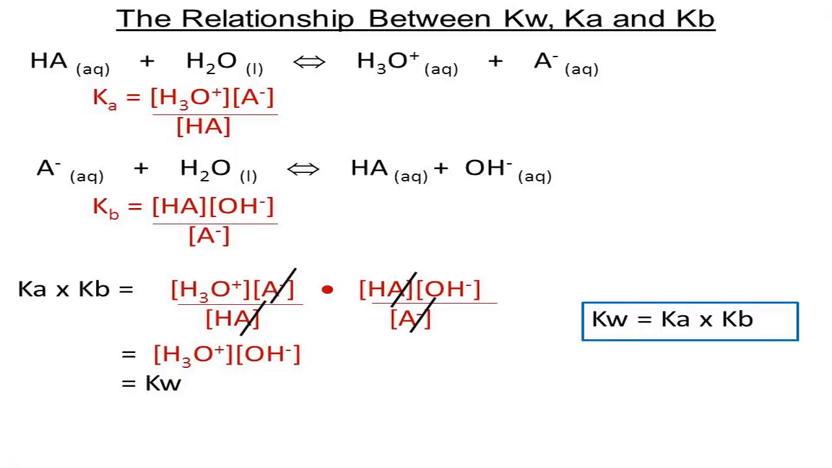Now, what is Ka? It is the dissociation constant for acid, A for acid. What is Kb? Kb is the dissociation constant for base, B for the base. Okay.